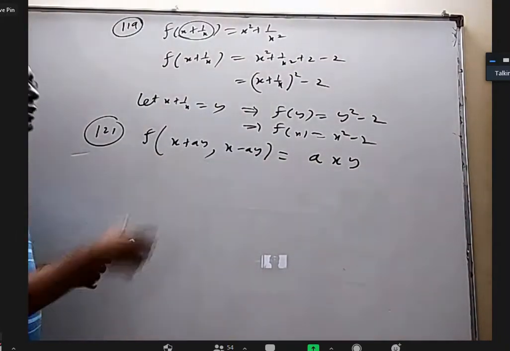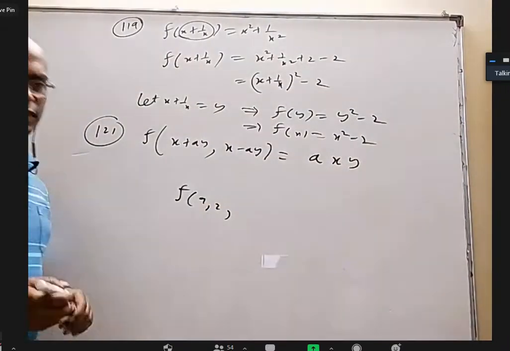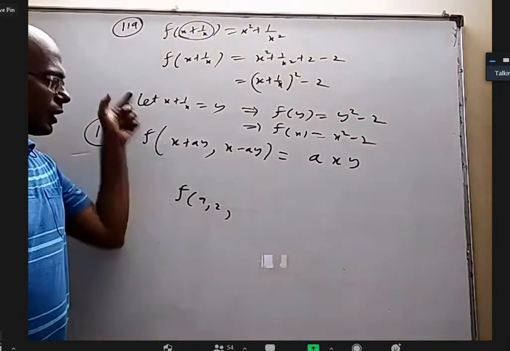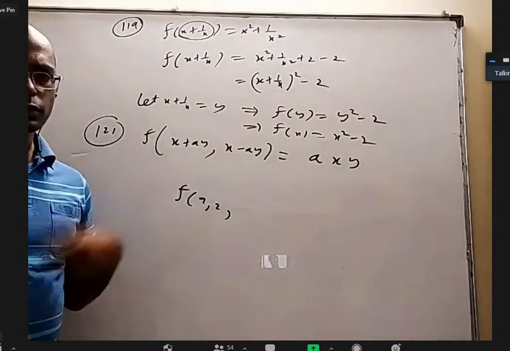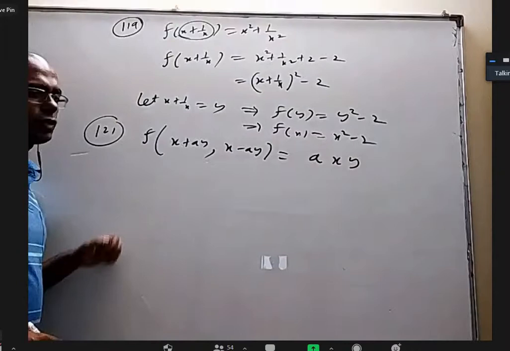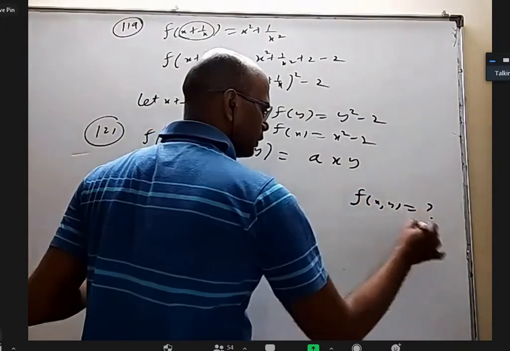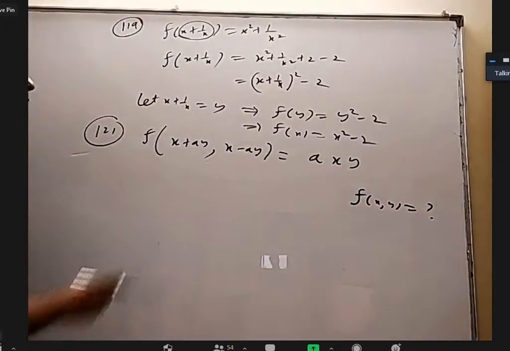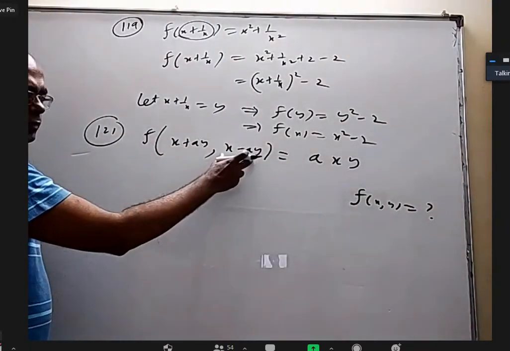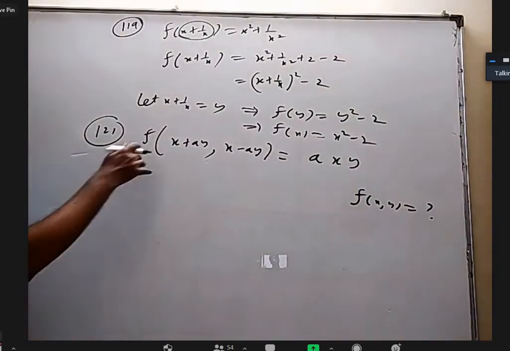But they don't want this, because if somebody asks you f of 9 comma 2, you cannot find easily from this, because for what x, what y, this will be 9 and this will be 2, you have to calculate. So now what you are supposed to do is find f of x comma y. I'm going to take this as some L, this as some M, and try to express this in terms of L and M. So anyway, we can easily guess.